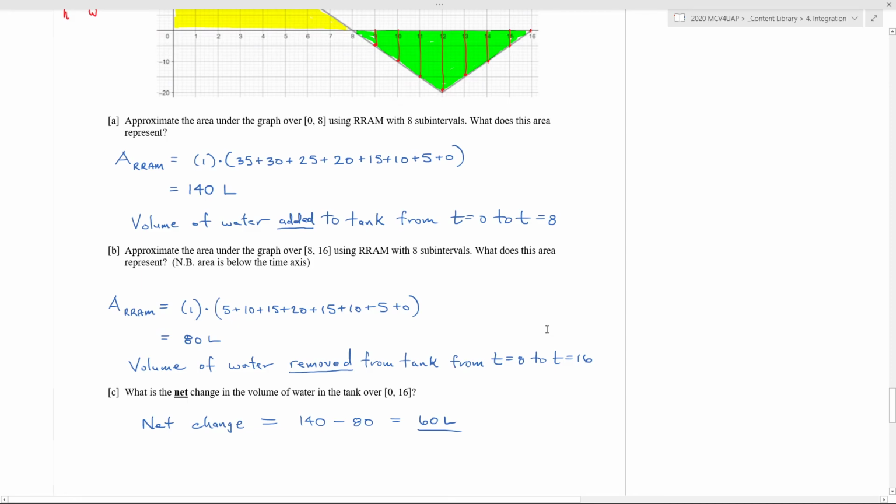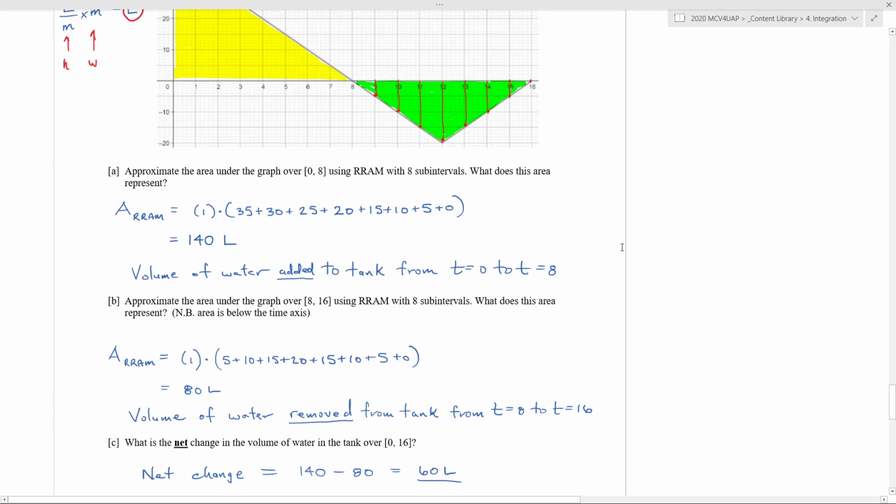Okay? That's going to become important later on. You're going to be answering several questions like this, and in the future, we're going to tie this into integrals. What is the relationship between this and integrals? That's what's coming soon. So the net change over the 16-minute interval is 60 liters. Are there any questions on that?